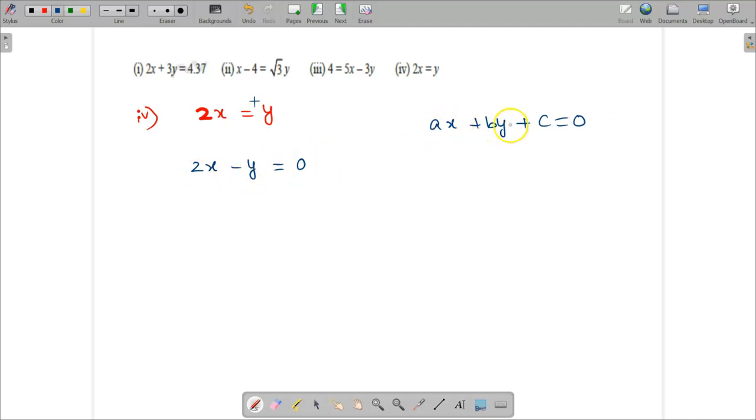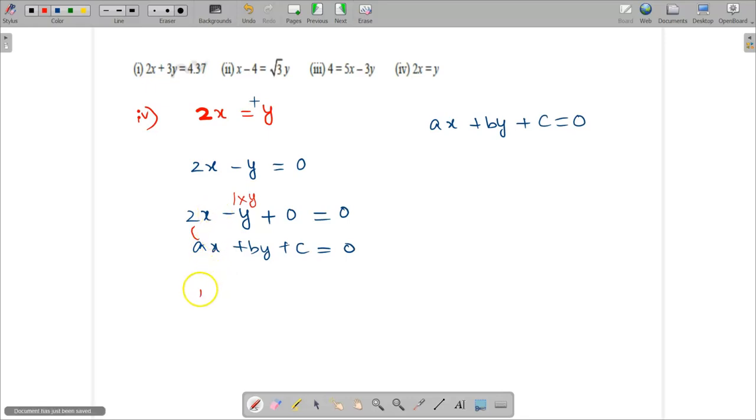Here x is available, y is available, but c is not available. So how can I write 2x minus y? If there is no value, meaning that it is 0. So let me consider it as plus 0, which is equal to 0. So now compare with ax plus by plus c equal to 0. So what are all the terms available? Here the x coefficient is a, here the x coefficient is 2. The y coefficient, here it is b. Whenever there is no value, meaning that it is 1 into y, right? So the y coefficient is 1. And then c is just 0.